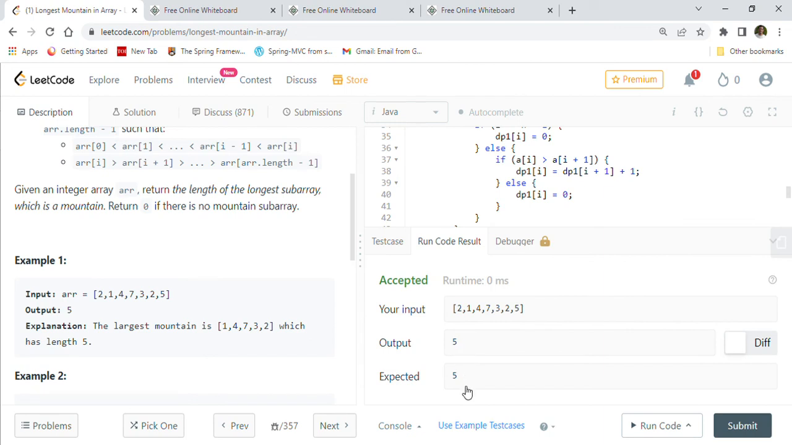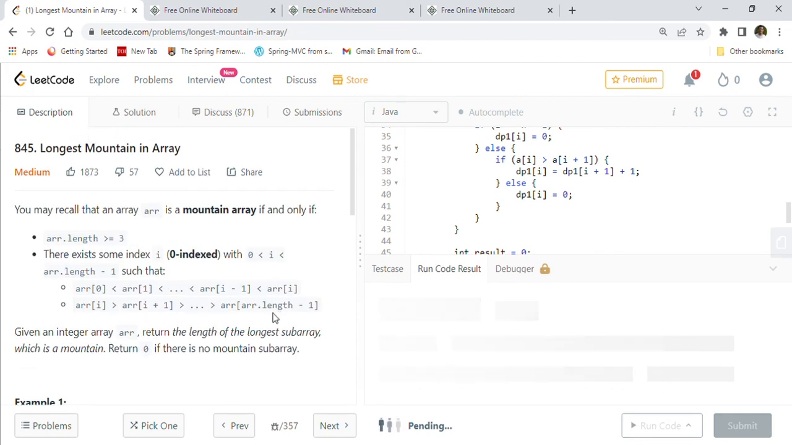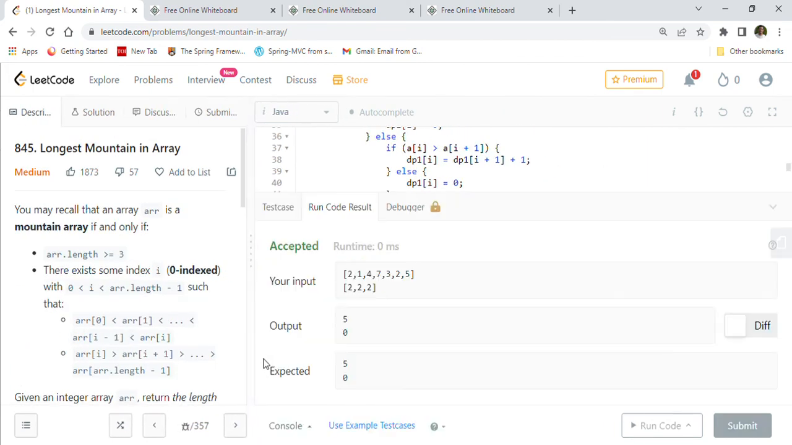So we are getting 5, which is the correct answer. Why 5? Because this is the mountain, right? 1, 4, 7, 3, 2, maximum length 5. So let's take all the examples and run in one go and make sure everything passes. Then we'll submit our solution.